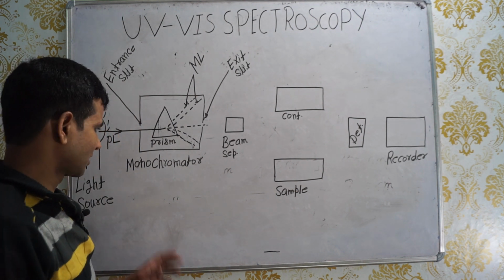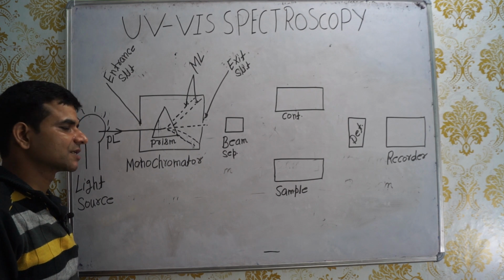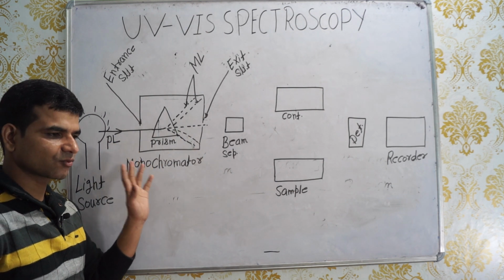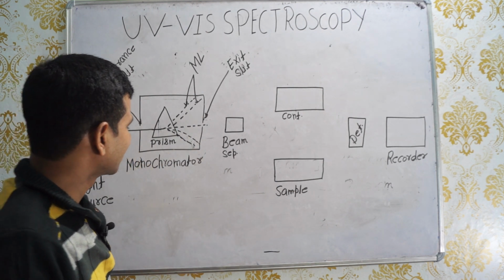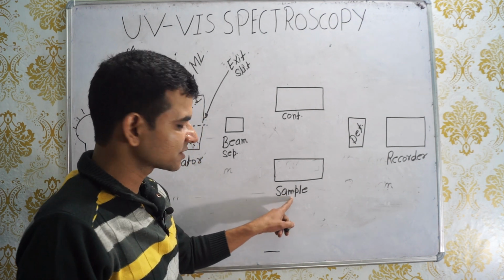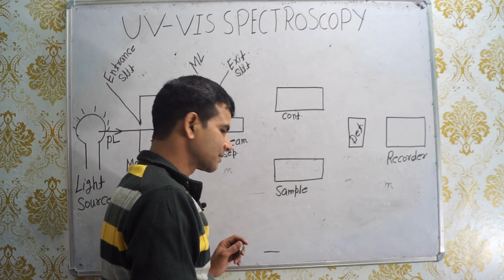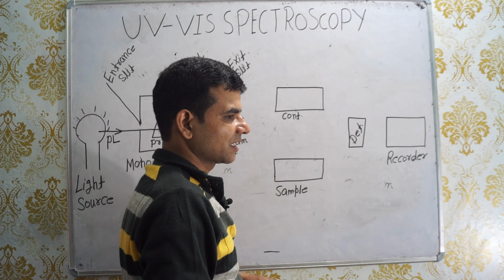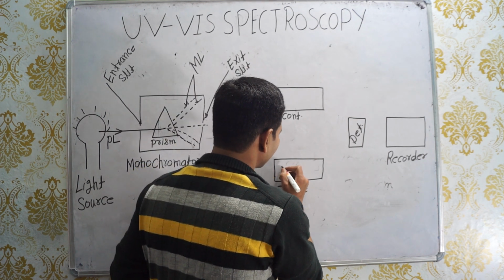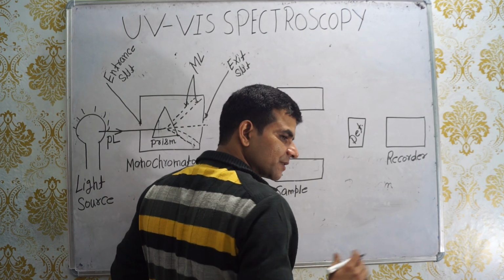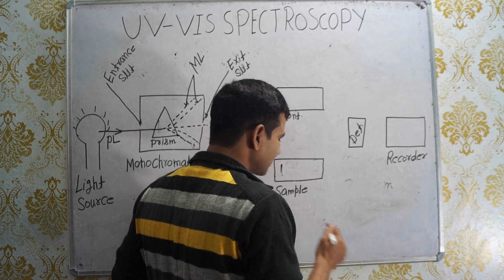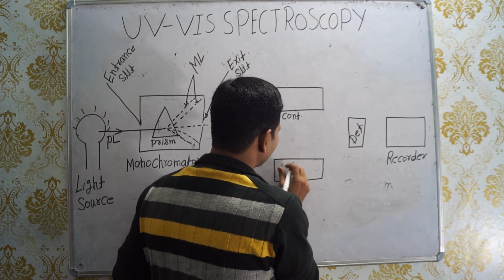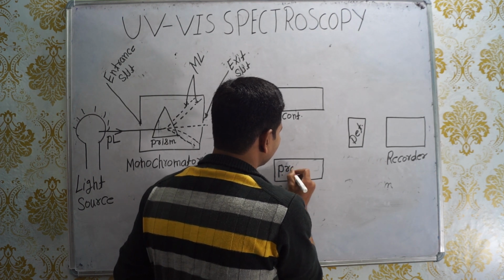Now here a question must arise: what is the reason that polychromatic light has been converted into monochromatic light? Let's discuss the answer to this question. This is the sample chamber, and in this sample chamber the sample is kept in the form of liquid. Suppose there is a presence of protein in the sample.